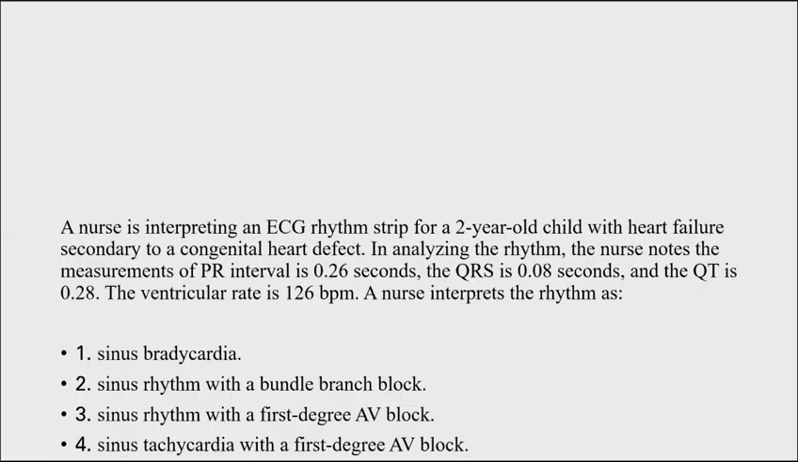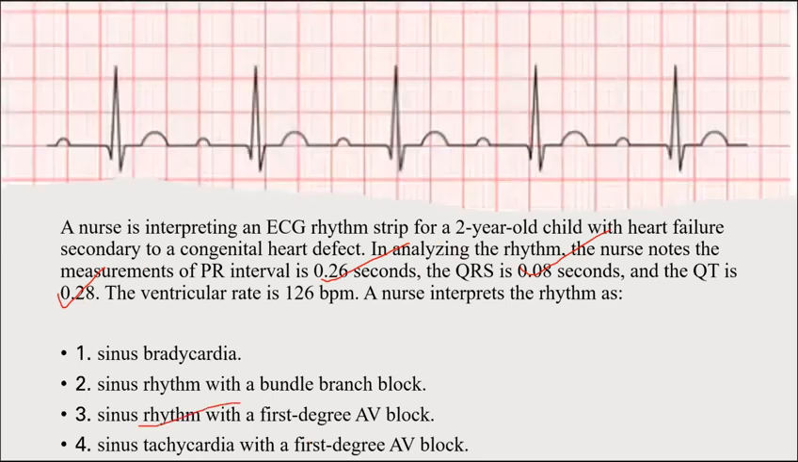A nurse is interpreting an ECG rhythm strip for a 2-year-old with heart failure, secondary to a congenital heart defect. In analyzing the rhythm, the nurse notes the measurements, okay? I already see an abnormality there. And again, I can see the ventricular rate. Although my QT interval is within the normal range for this ventricular rate, my QRS complex also looks within range. So I'm already thinking this client has a sinus rhythm with a 4th degree AV block.